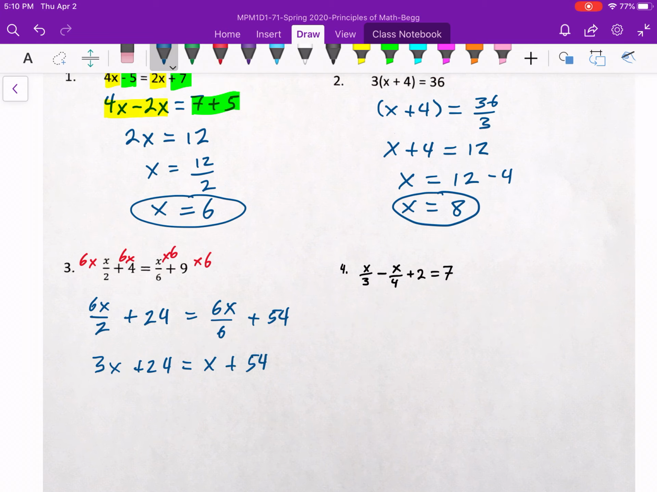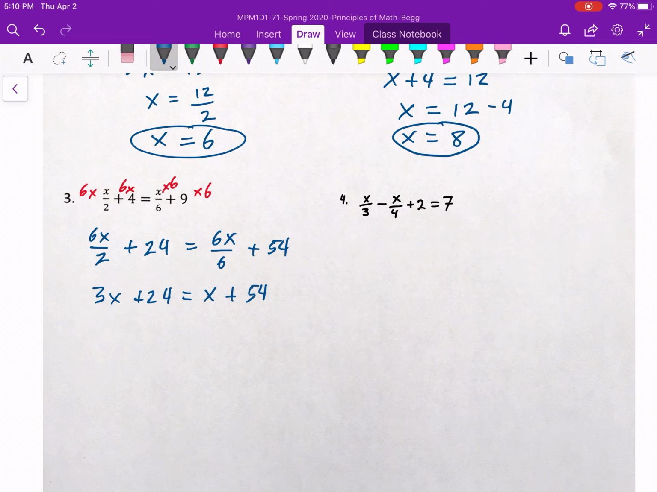So the first thing we always want to do is get rid of the fractions. Then I can carry on as normal. So again, I've got x terms, I've got constant terms, I want the x terms on the left side, so I'll subtract that x, I'll bring that x to the other side and make it a subtract x there, leaving the 3x where it was. I'll keep the 54 where it is, and I will subtract 24.